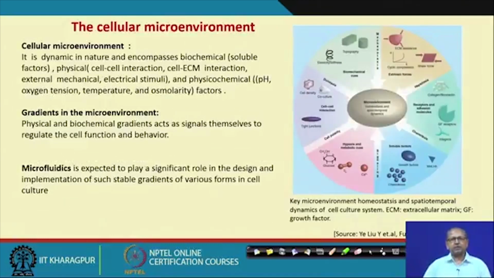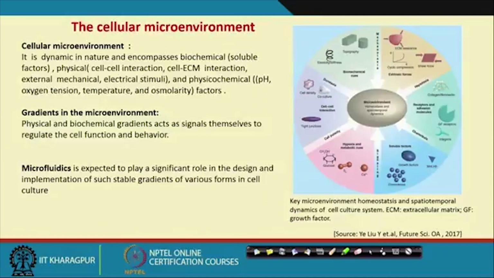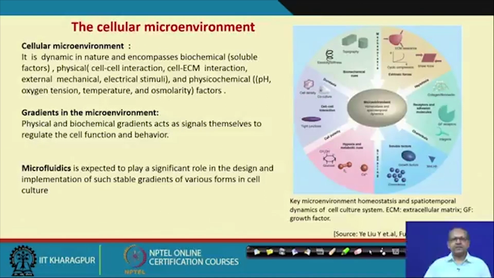So, what do you understand by the microenvironment? The cellular microenvironment is dynamic in nature and it encompasses biochemical cues, meaning soluble factors; physical cues, meaning cell-cell interaction, cell-ECM interaction and external mechanical and electrical fields; and physicochemical factors, that means pH, oxygen tension, temperature and osmolarity. Gradients of all these also play a crucial role, and these gradients act as signals themselves to regulate cell function.